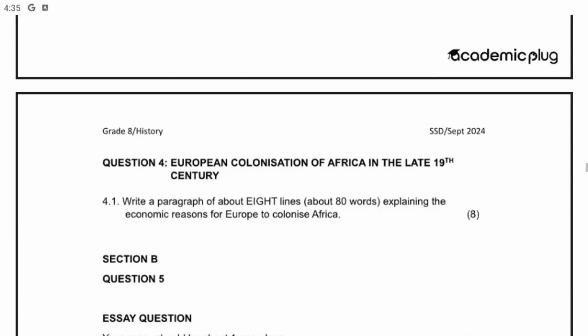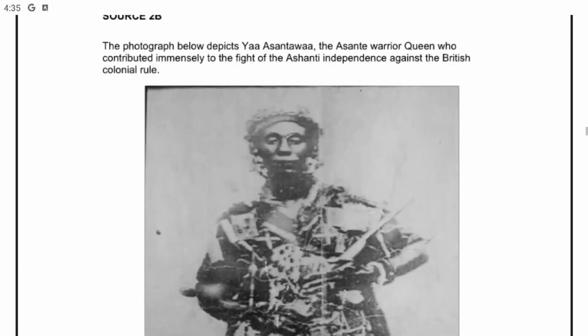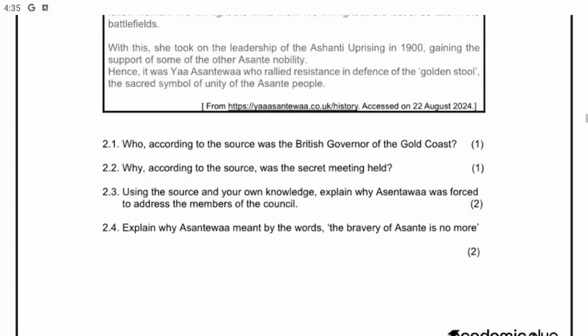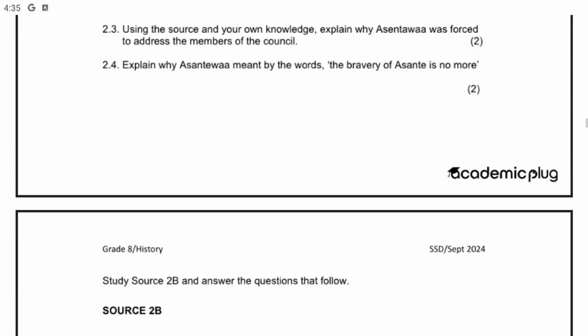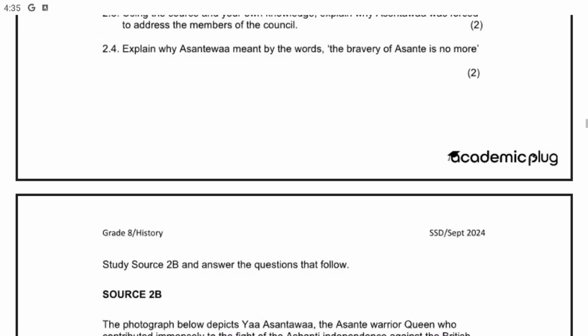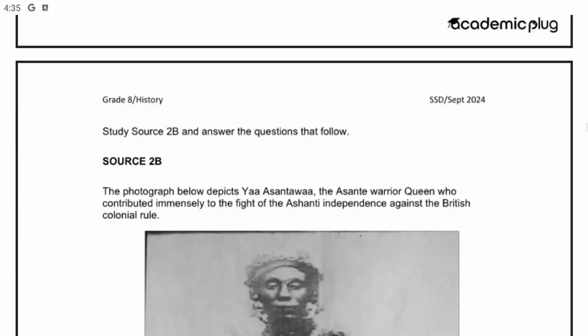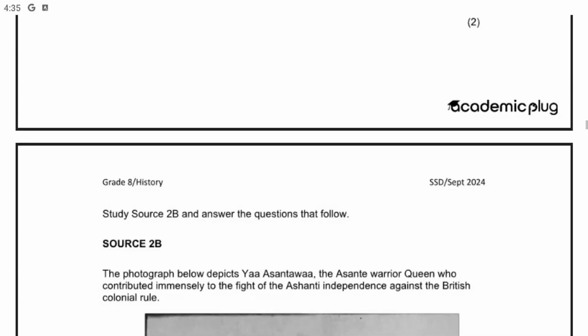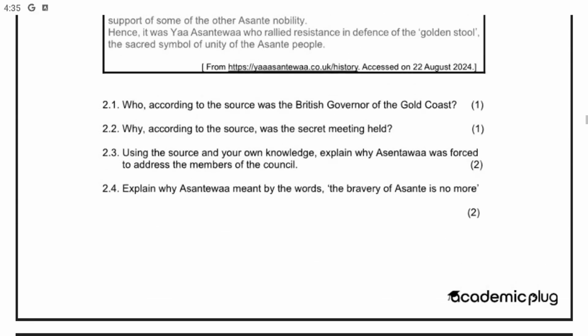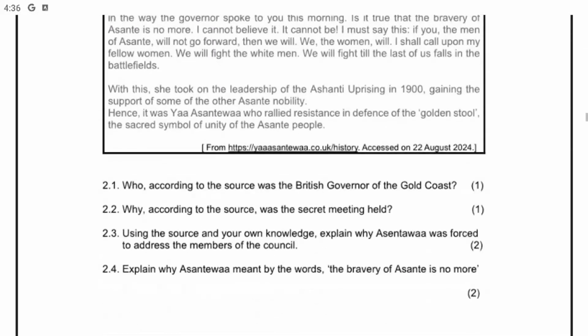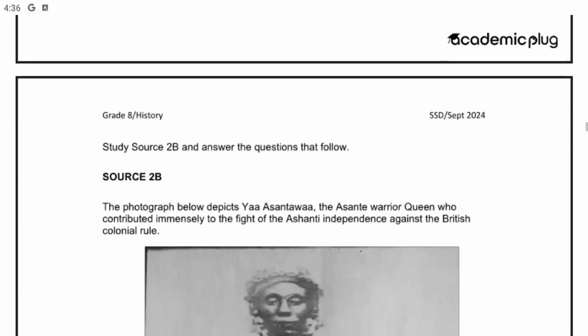Right, so let's come to 2.6. Where is this 2.6? 2.4? What was 2.5? 2.6. Okay, this is 2.6. So the lady, right? So source 2B. So these first questions were based on source 2A. Now we have source 2B here.